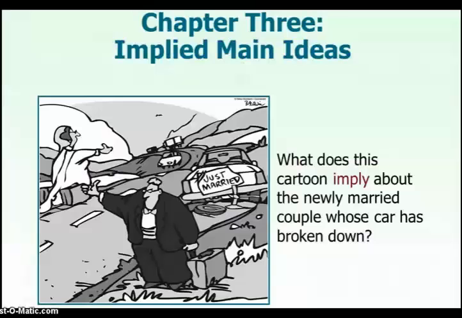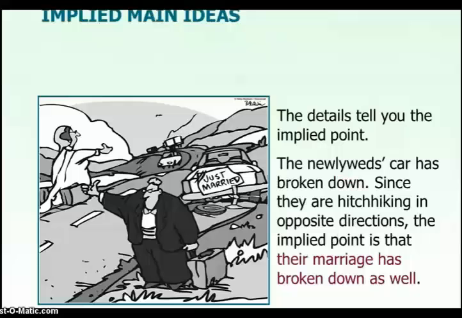Here's another cartoon to look at. What does this imply about the newly married couple whose car is broken down? Notice they're on opposite sides of the road. Their car is broken down. It implies that the details show you the newlyweds' car is broken down, but since they're hitchhiking in opposite directions and on opposite sides of the road, we can assume that their marriage has broken down as well.